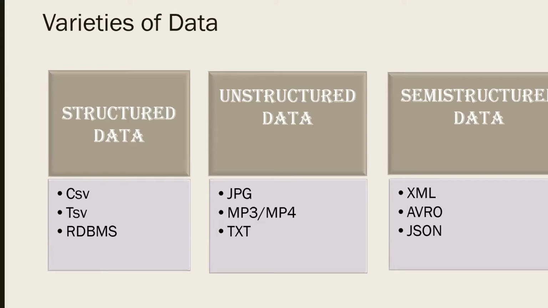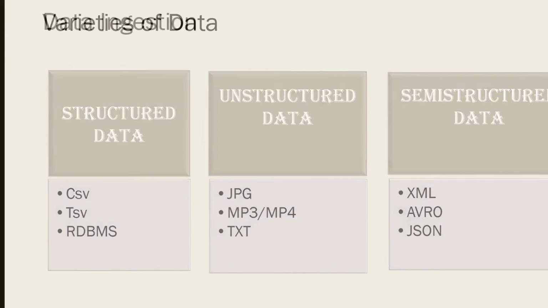Similarly, we also have unstructured data, which can be in the format of JPEG, MP3, MP4, text, or DAT. I have given only a few patterns here; there can be a lot more that come under this category. And the third category can be XML, Avro, and JSON. JSON can sometimes be classified as structured depending on how the data looks, and sometimes as semi-structured data, if it has a lot of nested documents, nested JSONs inside.